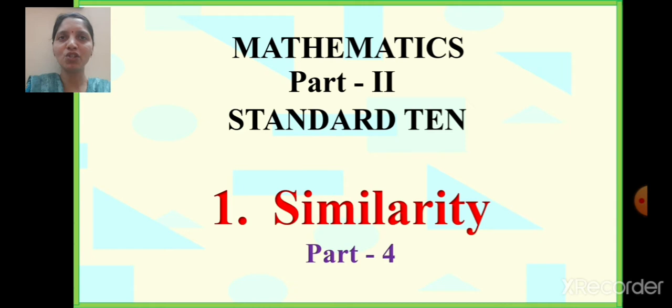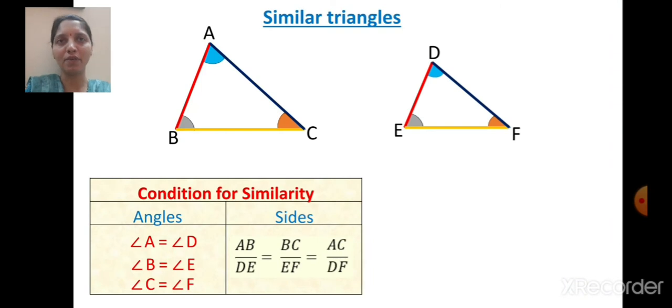In the previous session, we learned what similarity is and how to find whether given triangles are similar. We have seen different conditions for similarity. We have to see that the corresponding angles of these two triangles are congruent or their corresponding sides are in the same proportion. Then only we can say that the given triangles are similar.